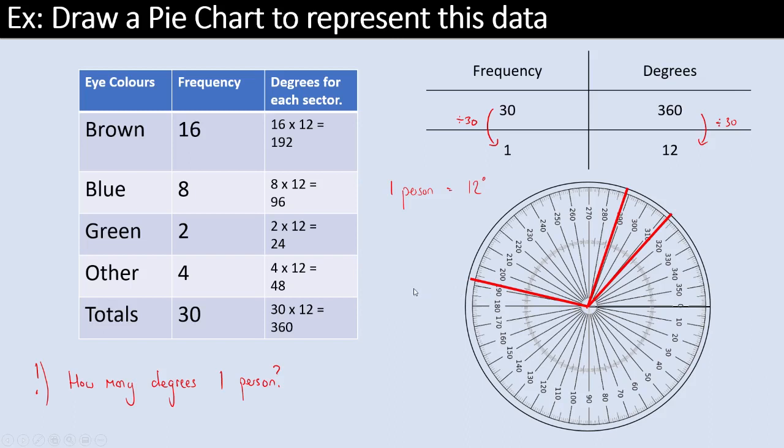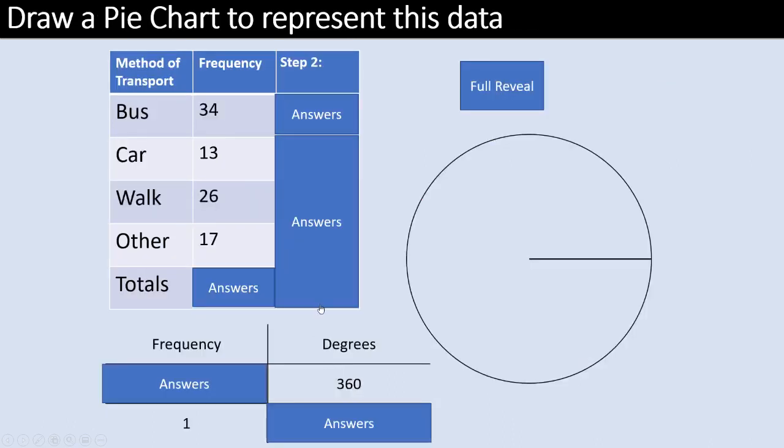Okay? So finding out how many degrees for one person, super, super important. Okay? And if you want to, I've put up a second example here for you to try out for yourself. Okay, I've hidden a few more things and just changed the numbers a little bit, but it's exactly the same kind of thing. Okay, so if you want to, you can pause it here. You can try this out.